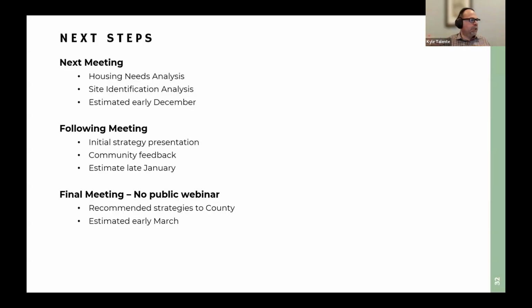The fourth meeting, which is projected to be sometime early in 2026, this is when the fund begins. This is when we start bringing back very specific recommendations for you all, for the staff, and for your elected leaders to consider and to get feedback from. That will be in January. And then we'll have a final presentation, not a public webinar like this, sometime in early March, where we present the findings of the study.